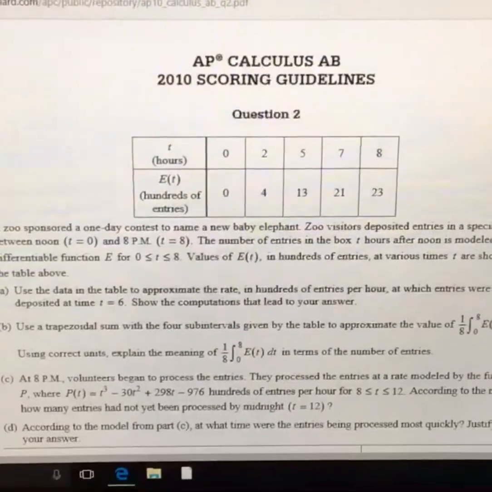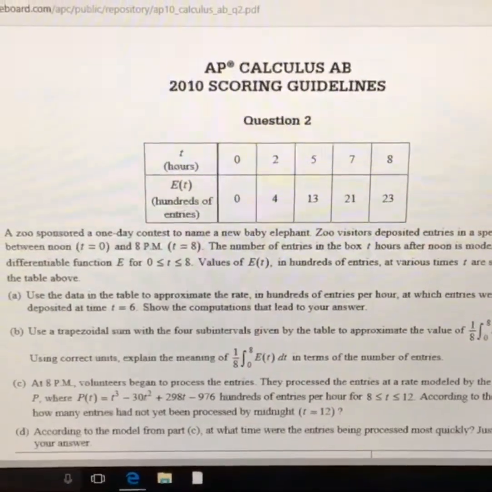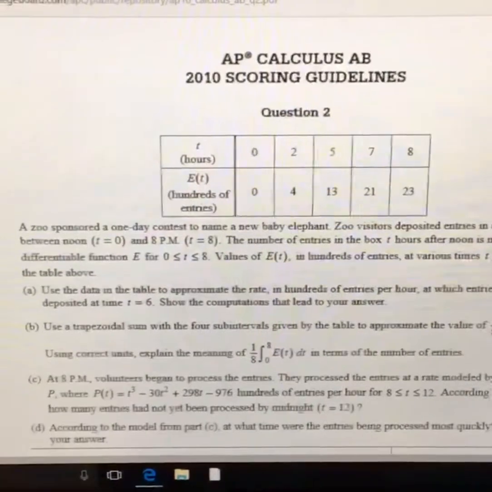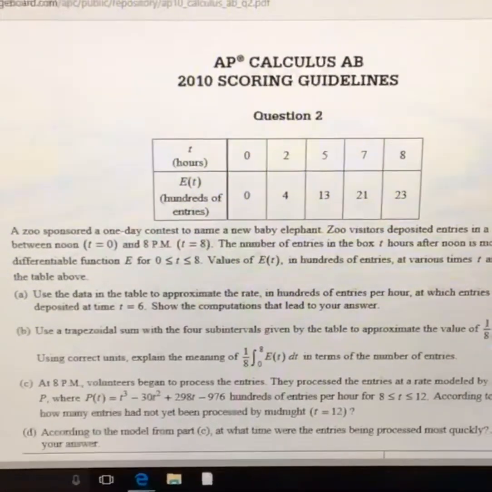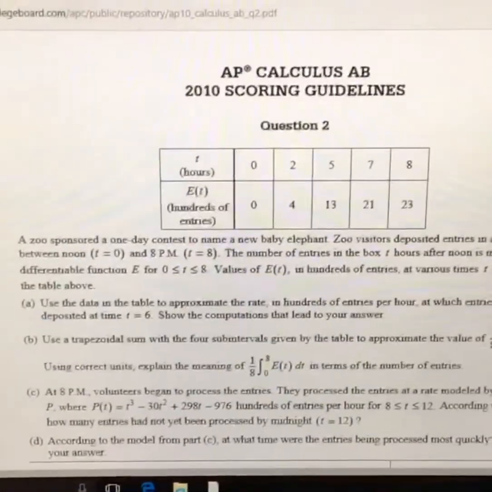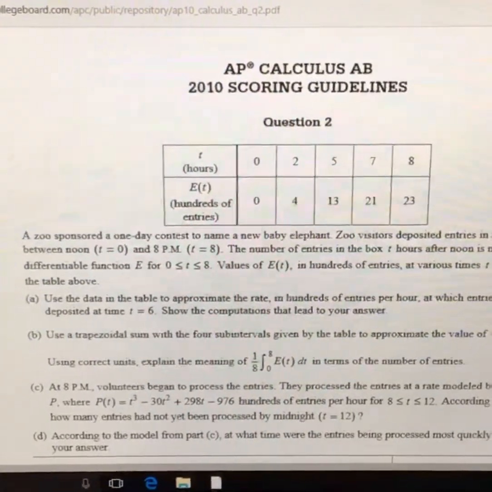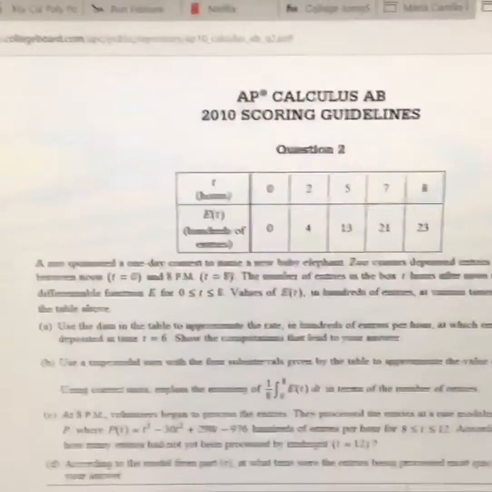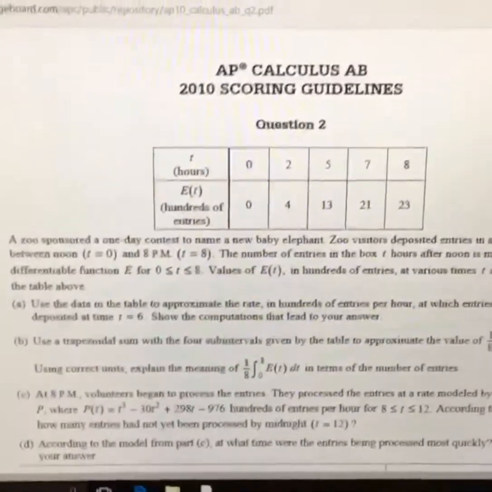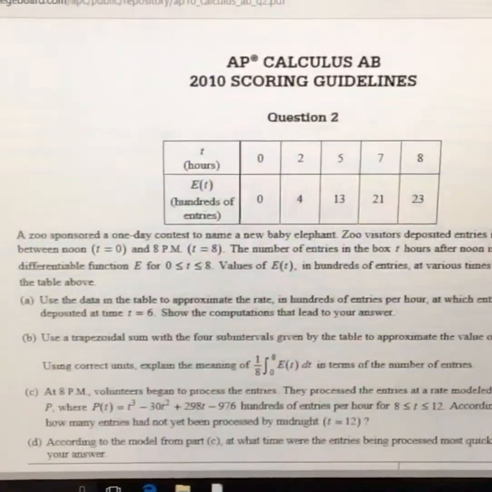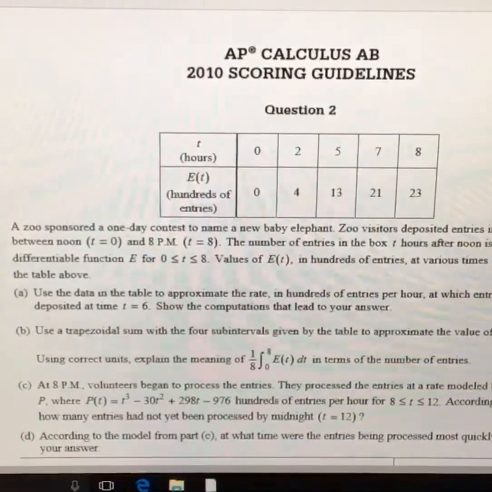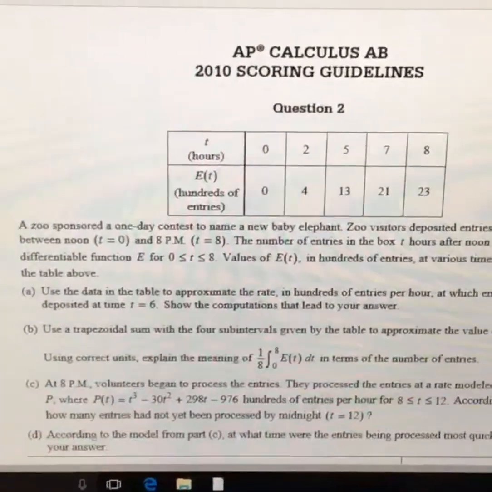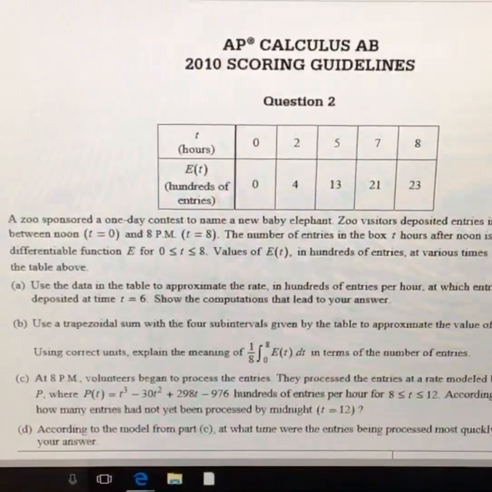...that a zoo sponsored a one-day contest to name a new baby elephant. Zoo visitors deposited entries in a special box between noon, t equals 0, and 8 p.m., t equals 8. The number of entries in the box t hours after noon is modeled by a differentiable function E for 0 is less than or equal to t, which is less than or equal to 8. Values of E(t) in hundreds of entries at various times t are shown in the table above as given.